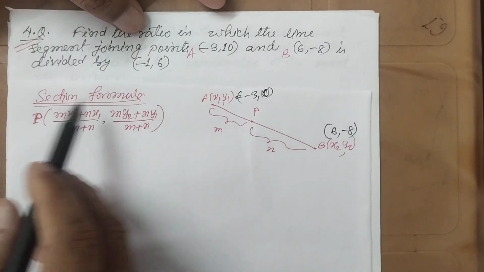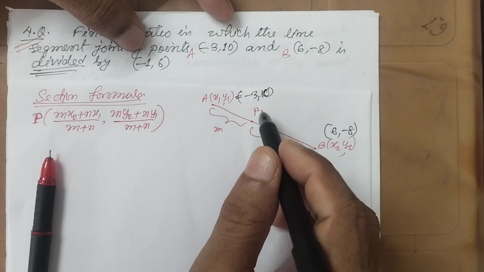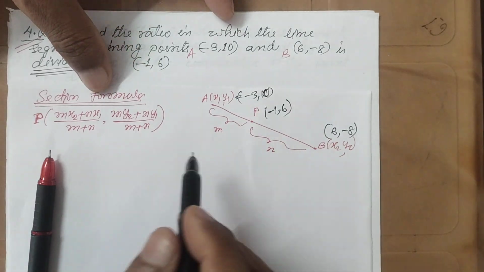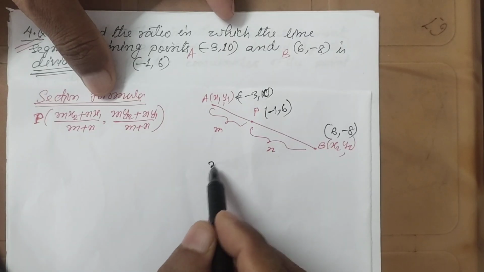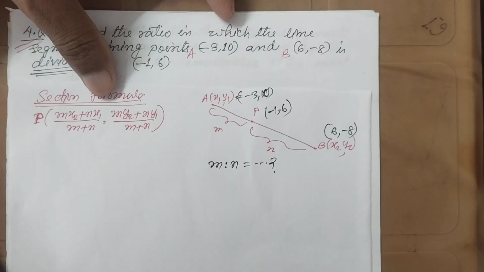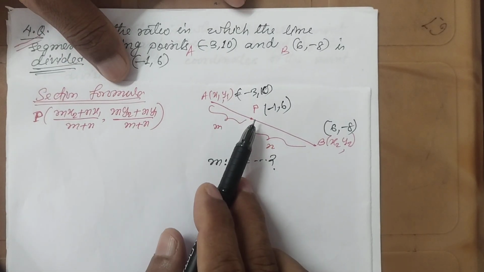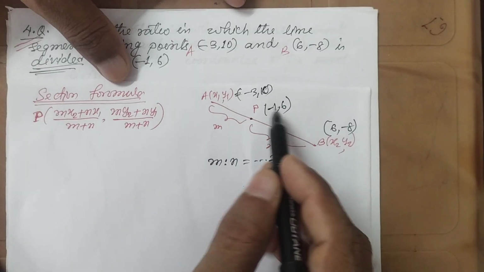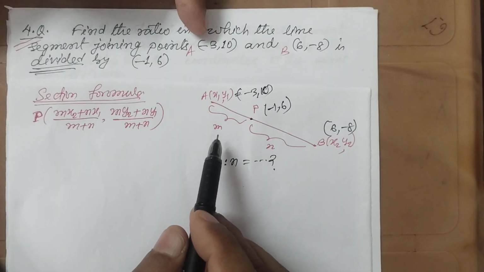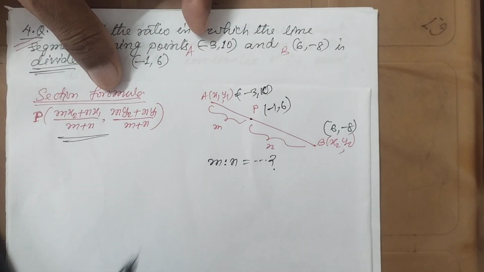And the point by which it is divided is actually point P. In this case, point P is given as minus 1 comma 6. And you are asked to find the ratio. That means what will be the ratio m is to n? Points A and B are given, the point which is dividing is given as P, and the line segment joining points A and B is also given, and we are asked to find the ratio m is to n, and this is the section formula, the ratio formula.